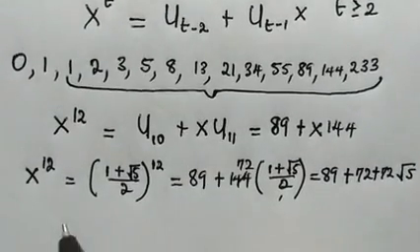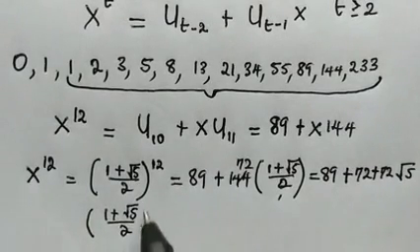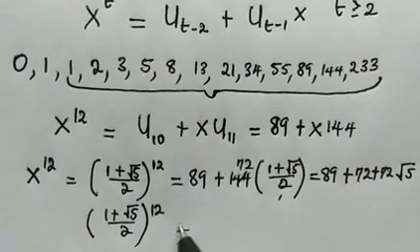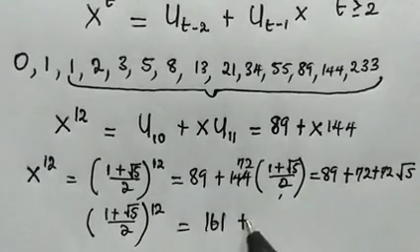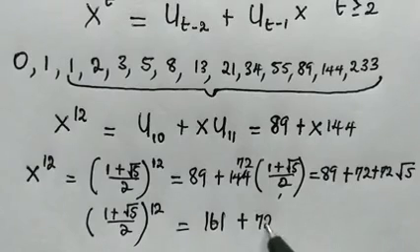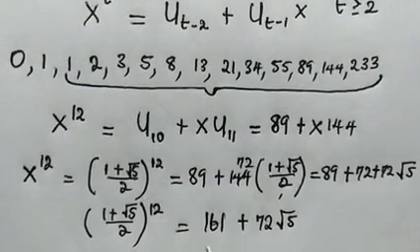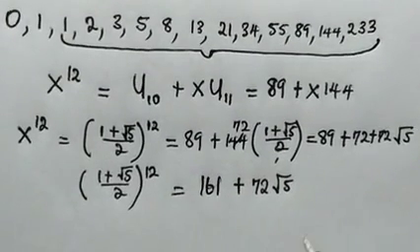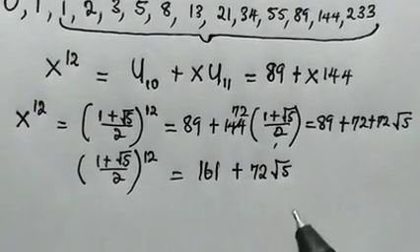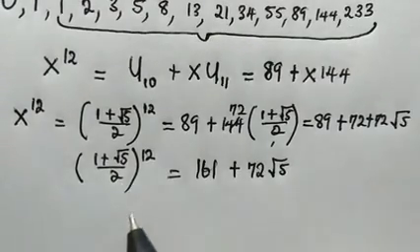Okay, so from here we get the 12th power of the golden ratio, 1 plus root 5 divided by 2, to the power of 12, will be equal to 89 plus 72, which gives us 161, then plus 72 root of 5. Amazing. Wow. You can see with this Fibonacci sequence and formulas, we're able to quickly get the 12th power of the golden ratio. But remember that we need to evaluate the reciprocal of this 12th power, right?